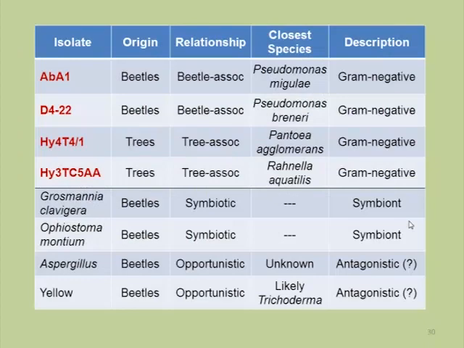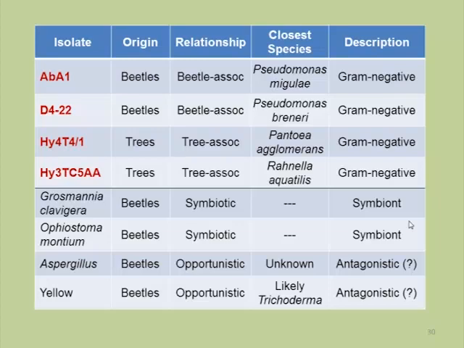Since we're not really bacteriologists, our colleagues from Wisconsin sent us these organisms here. We use 2 beetle-associated bacteria we call ABA1 and D422. And then we have also 3 tree-associated bacteria. We say closest species, because it is very difficult to identify what they are. But these are the closest species. And all of them are gram-negative bacteria.